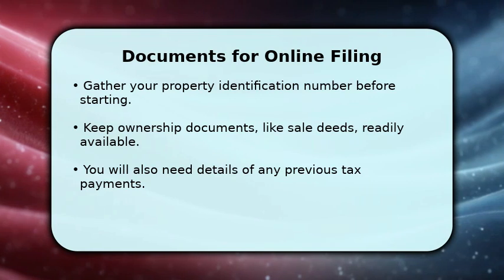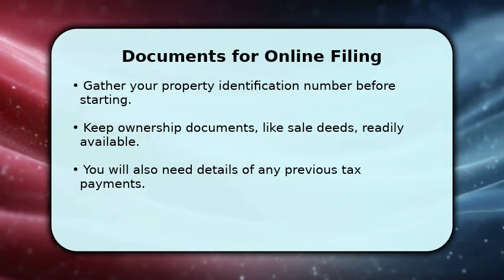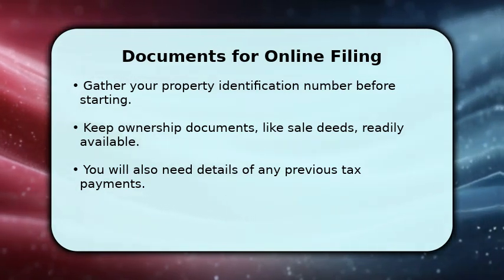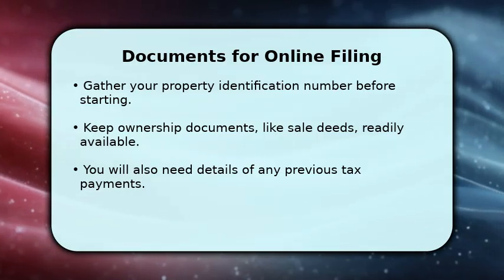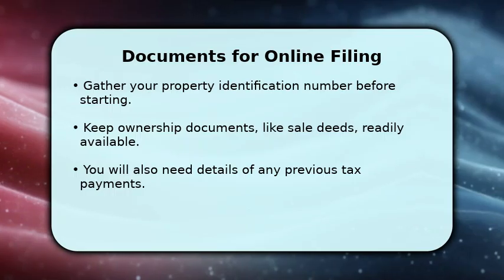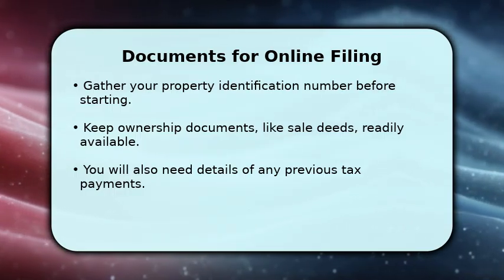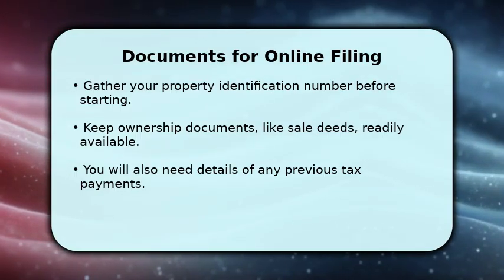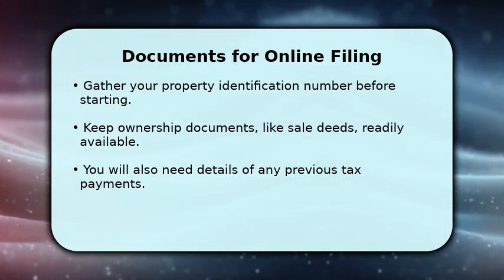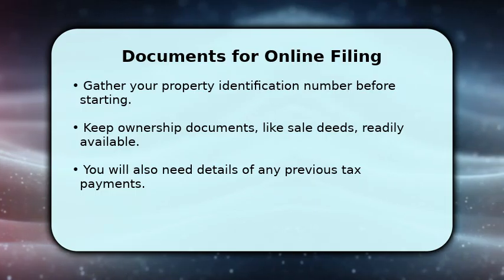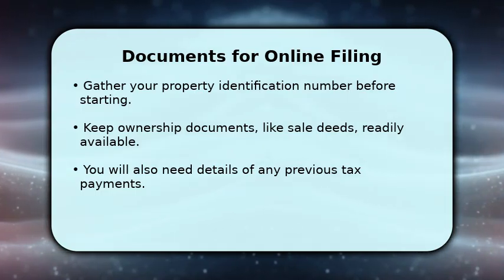Before you begin, ensure you have all your documents organized. You'll need your unique property identification number, which is crucial for accessing your records. Additionally, have your property ownership documents, such as the sale deed or allotment letter, close by. Details of any prior tax payments are also important for accurate filing. Having these ready will streamline your online submission.